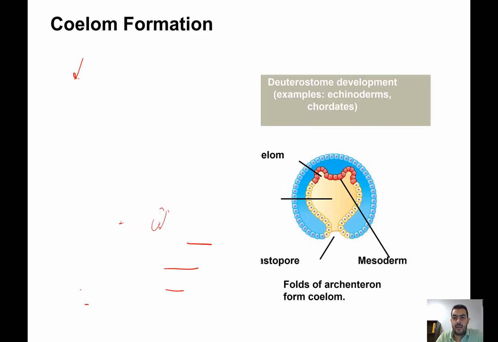In comparison, in the deuterostome development, what is happening is that the coelom folds from the archenteron. Remember that we said this archenteron is the digestive system of the animal, so the digestive tract, I mean. So this digestive tract will fold to the outside, creating the coelom. So it is resulting from the folding of the archenteron.